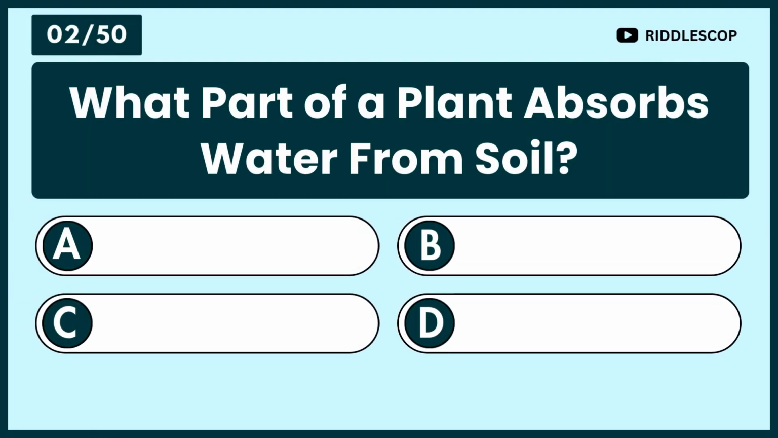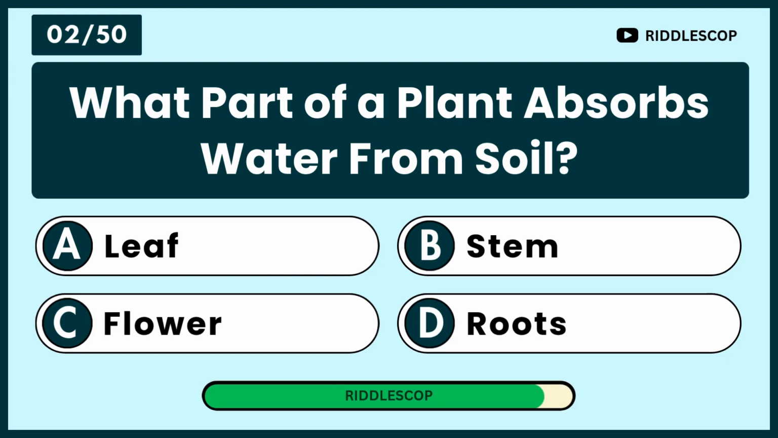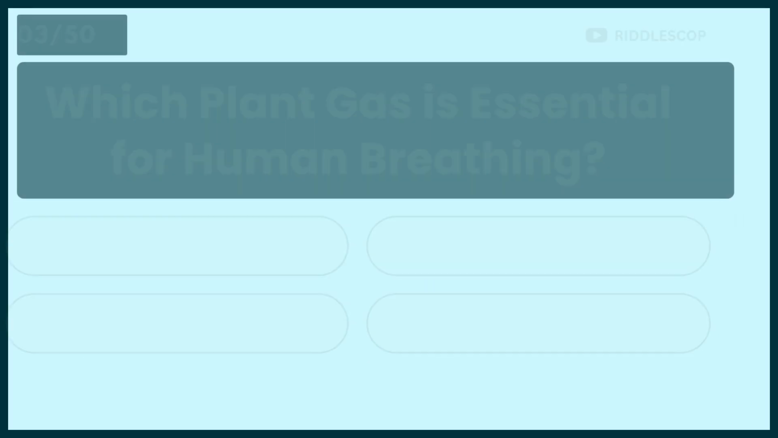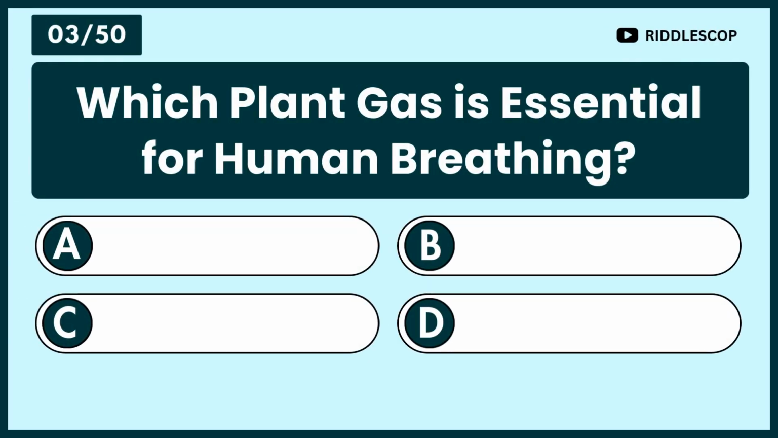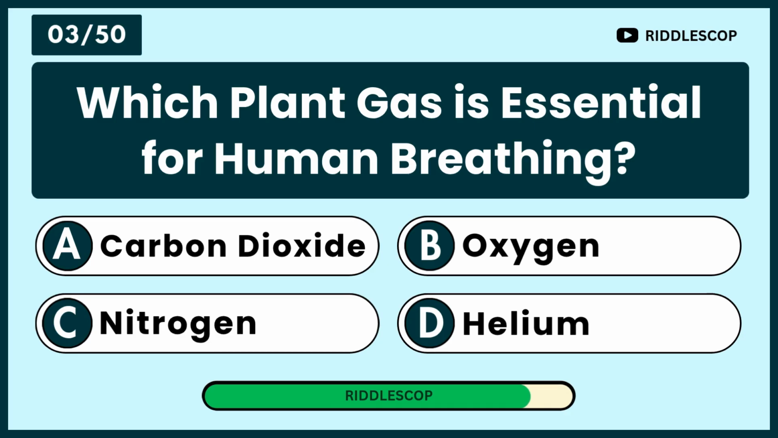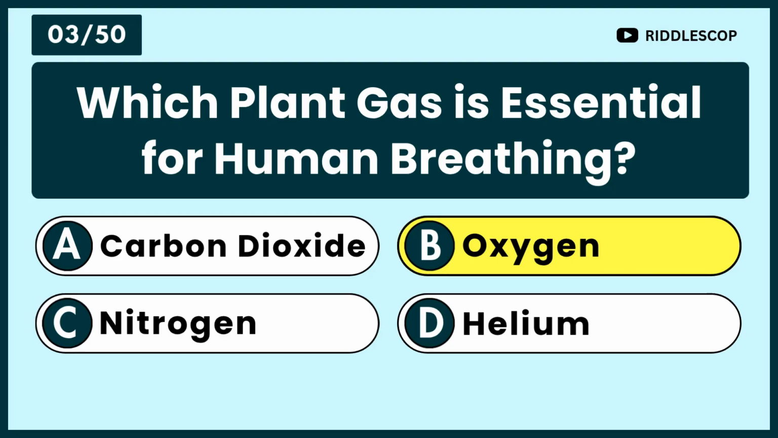What part of a plant absorbs water from soil? Option D. Roots. Which plant gas is essential for human breathing? Option B. Oxygen.